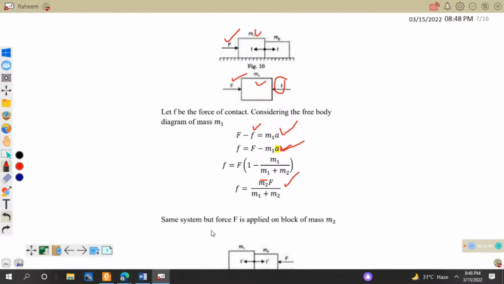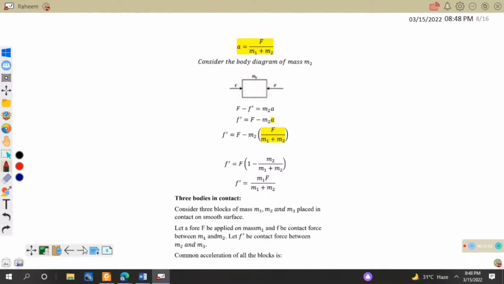Similarly, same system, but if this force is applied on block of mass m2, so if this force is now applied on this block, what will be the situation? In this case again acceleration will be F over m1 plus m2, but now this applied force, capital F, will be on the left hand side, and this contact force will be the response force on behalf of the m1. So we will just differentiate it.